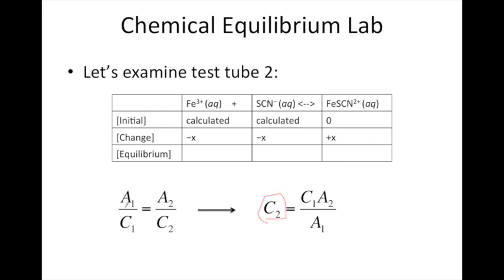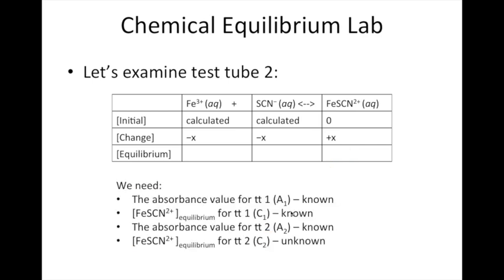Now let's look at what these variables represent. A1 is the absorbance in test tube 1, and we measure that experimentally. C1 is the equilibrium concentration of iron thiocyanate from test tube 1. We just showed you how to do that in the previous slide. A2 is the absorbance of test tube 2, and C2 is the equilibrium concentration of iron thiocyanate in test tube 2. So when we solve for C2, we're solving for the equilibrium concentration of iron thiocyanate, in this case in test tube 2.